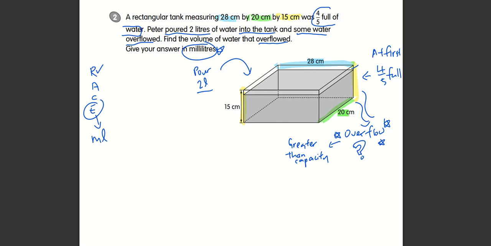Okay, so now we need to know the capacity. How much water can the tank hold? Okay, so deal with this step by step. The first part is to understand the volume of the tank if it's full.